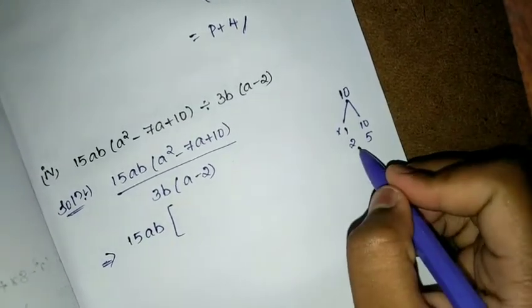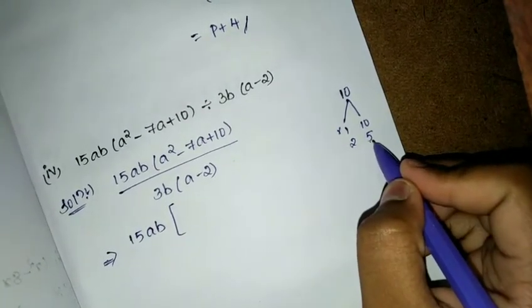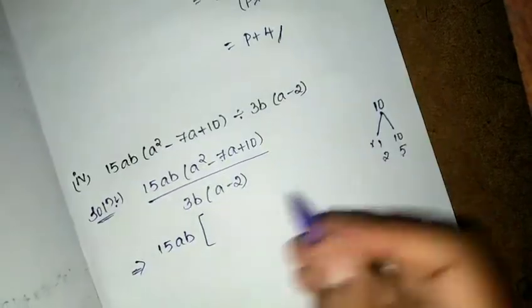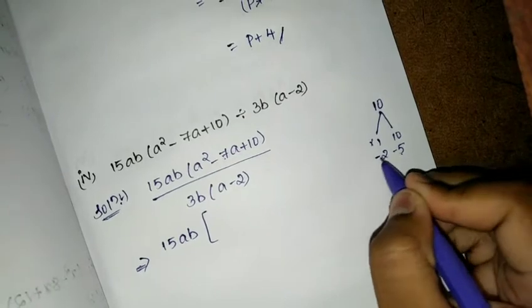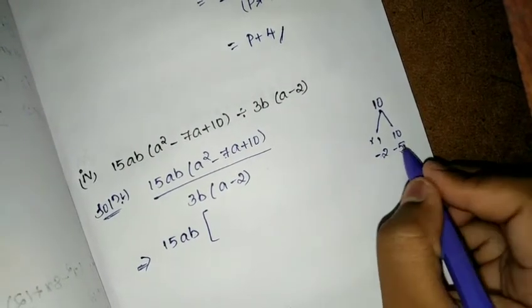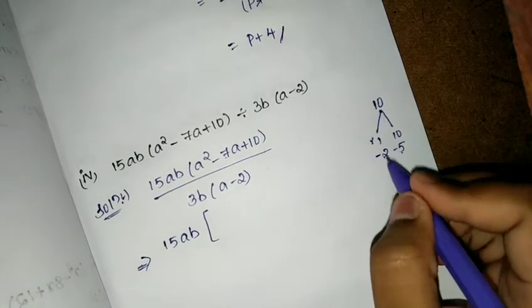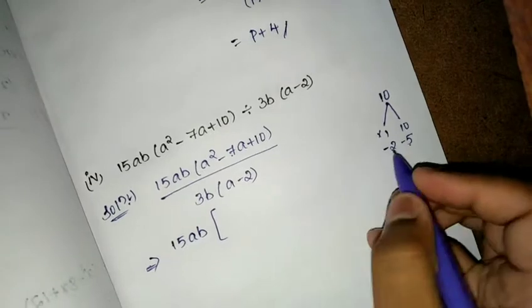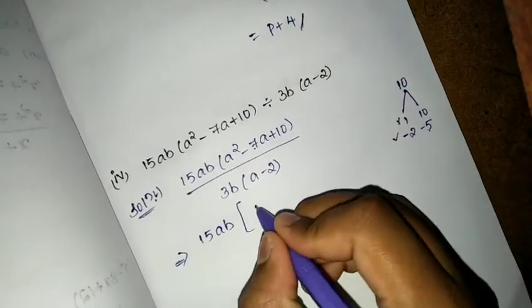2 5s are 10. 2 plus 5 is 7. But here we have minus. So we can take minus in both terms. Then we have minus into minus plus 2 5s are 10. Minus 2 minus 5 is minus 7. So this is our correct pair.